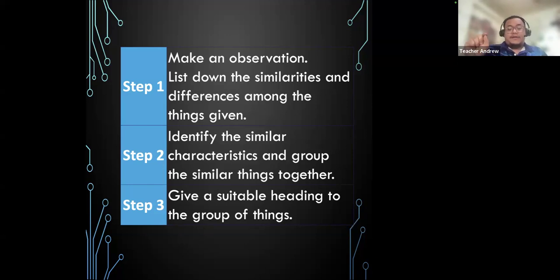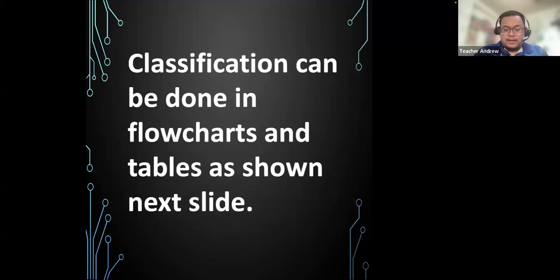From there, step two, you find whether there is any similar characteristic. If there is, you take the animal pictures and group them on one side. After you group them all together, ready? Step three, you give a name to them. And with that, you have completed the three simple steps on how you classify things. Some examples of classification can be done using a flowchart and table, as shown in the next slide.